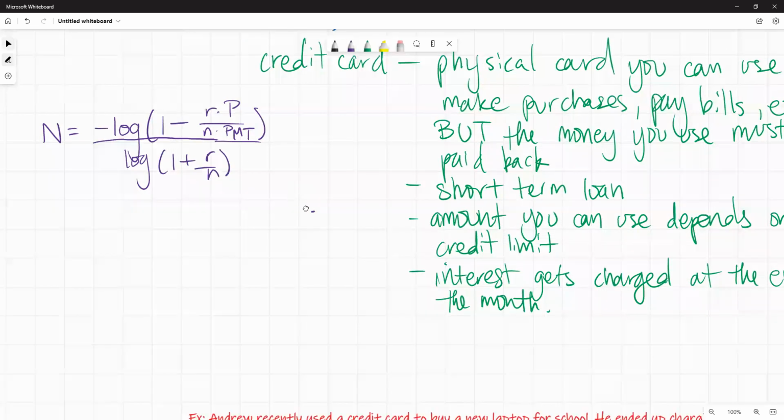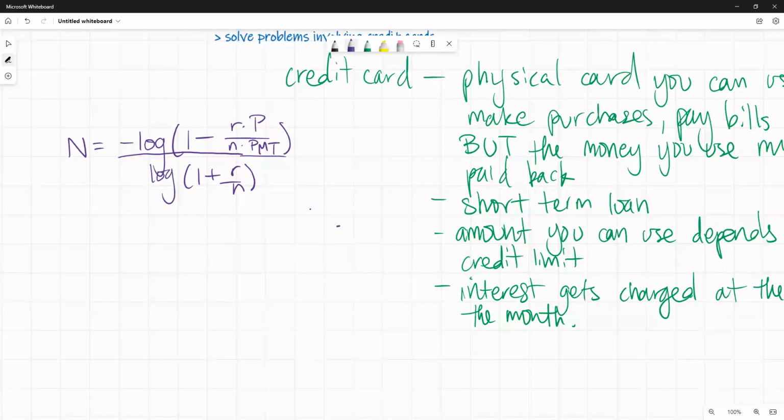Okay, so here is a new formula. And all these variables are the same from what we've done so far. Okay, R is still the interest rate, P is the loan amount, what we're trying to pay off, PMT is our payment, N is the number of payments we make in a year. Now the new one here is the capital N.